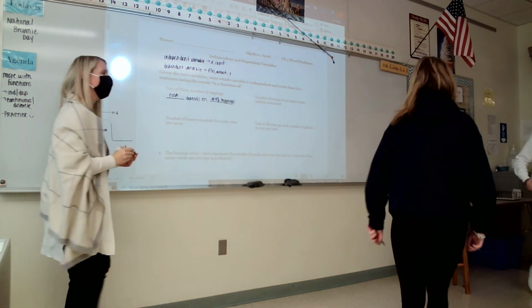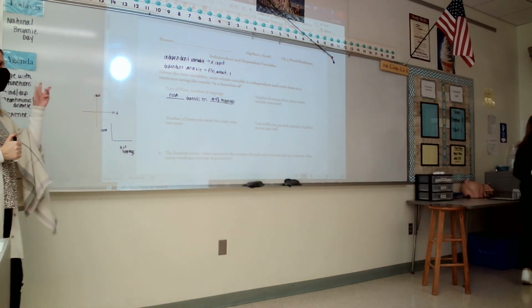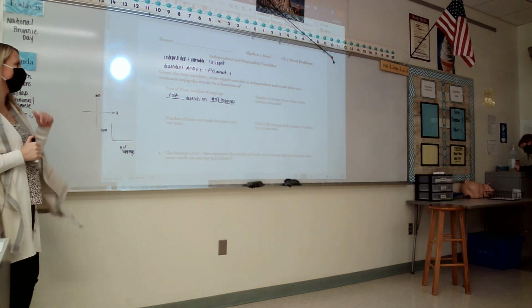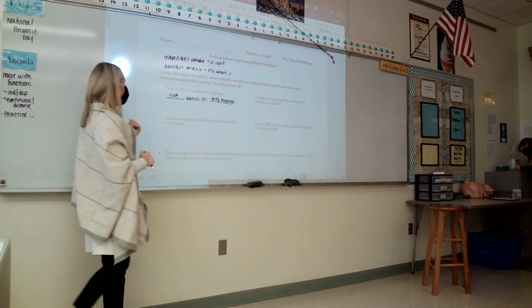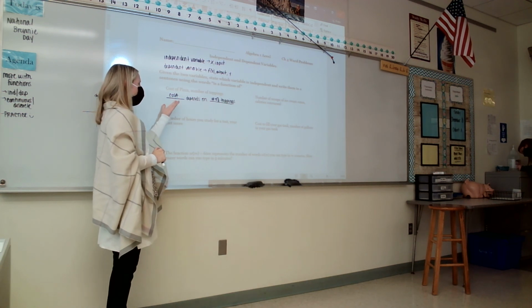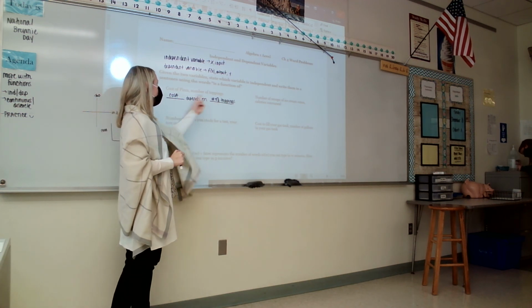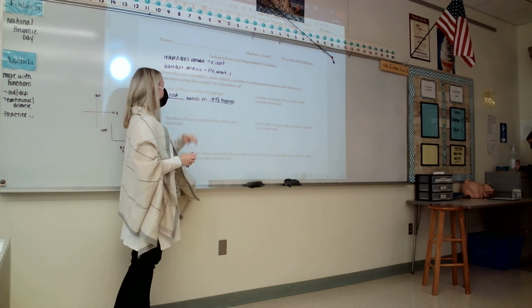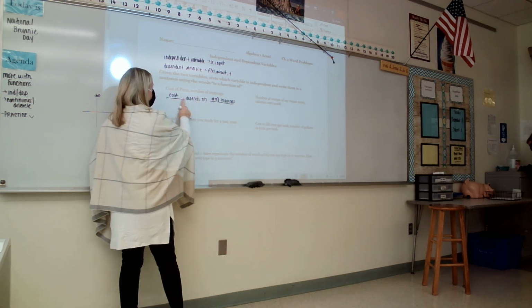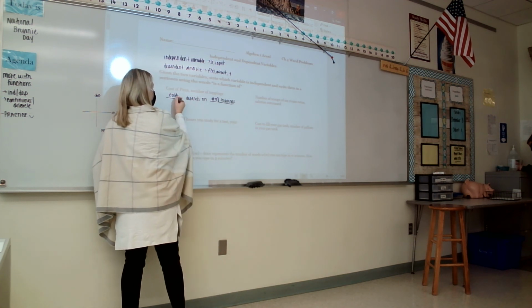So once again, think about it: if I didn't know what the other variable was, would it make sense? If I didn't know what the number of toppings was, I wouldn't know the cost. But I could know the number of toppings without knowing the cost. Same deal. So the cost depends on the number of toppings. So since this depends, this is dependent.